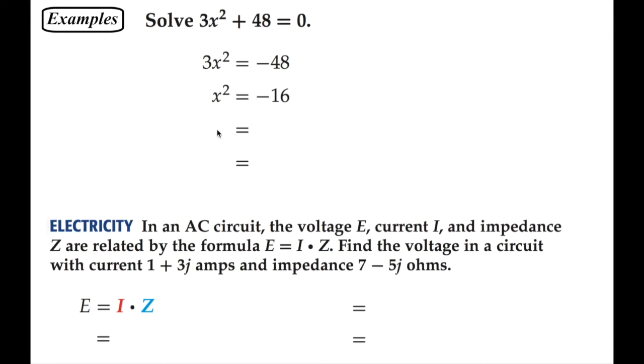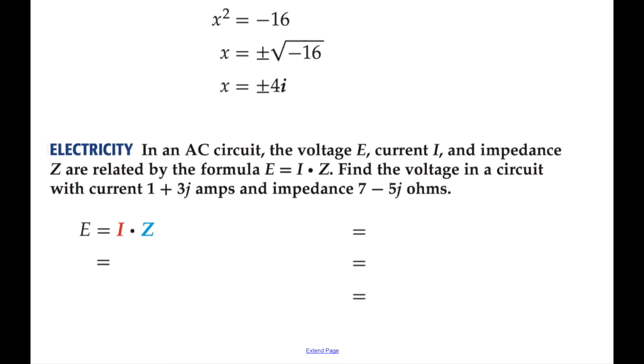Now when I take my square root of both sides, we're always going to have two values here. We're going to have a positive and a negative value. And remember, this negative right here is going to come out as the letter i. And so we'll have i times the square root of 16, plus and minus i square root of 16. And the square root of 16 is 4. So x is equal to plus and minus 4i.